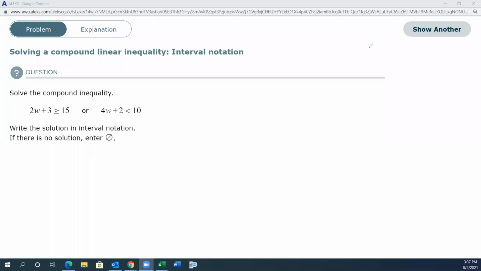Okay, so now same thing, except they want us to do it in interval notation. Well, I just showed how to do that on the last couple of problems, so I'm just going to move on, to be honest.